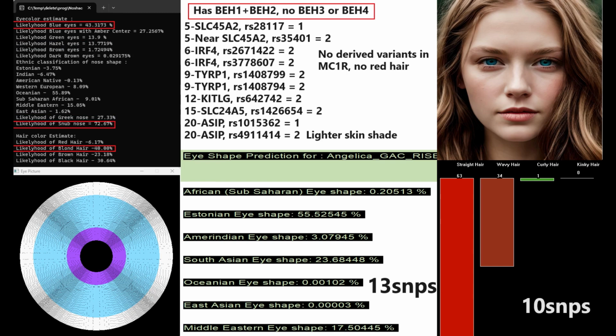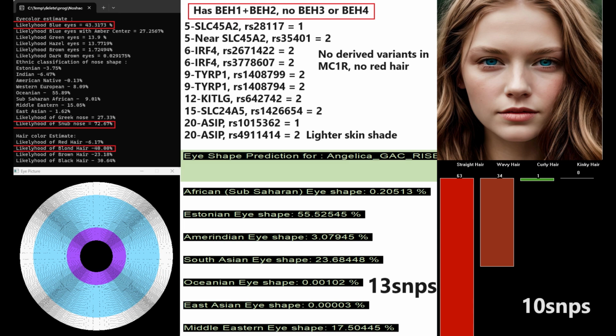Now we're moving on to Angelica. I actually forgot to write her name on the screen, but this is Angelica, just so that you're aware. She's predicted to have blue eyes and blonde hair and a snub-shaped nose. She has BEH1 and BEH2, no blue haplotype 3 or 4, and if you look at her genotypes in SLC45A2, IRF4, TYRP1, KITLG, SLC24A5, and ASIP, she's definitely got lighter skin tone. She does not have any derived variants in MC1R, so probably not a redhead.